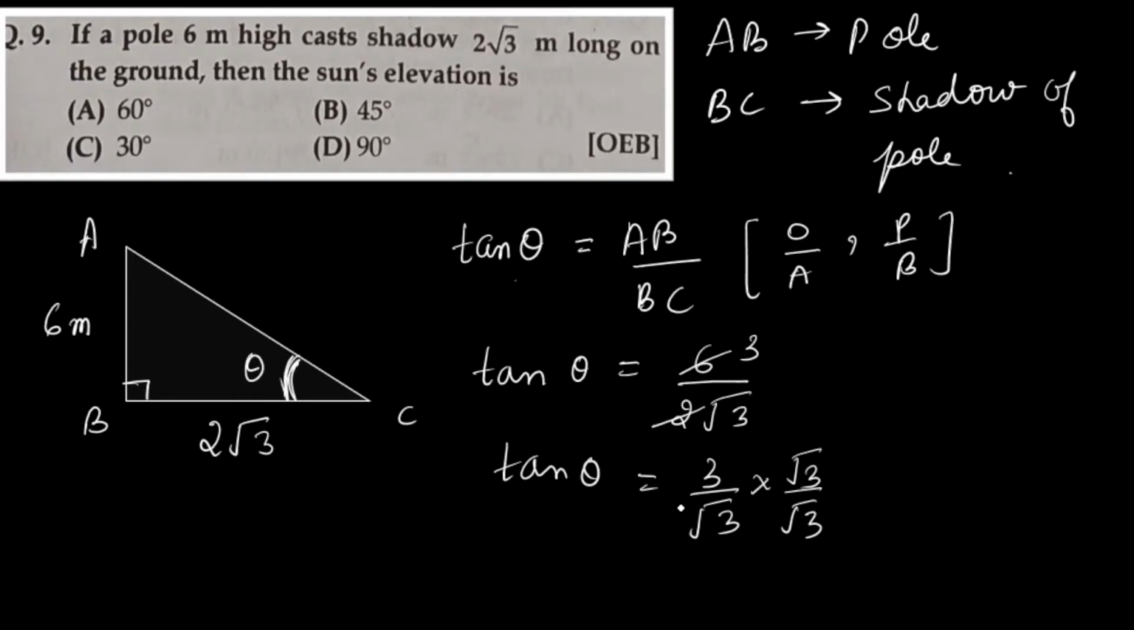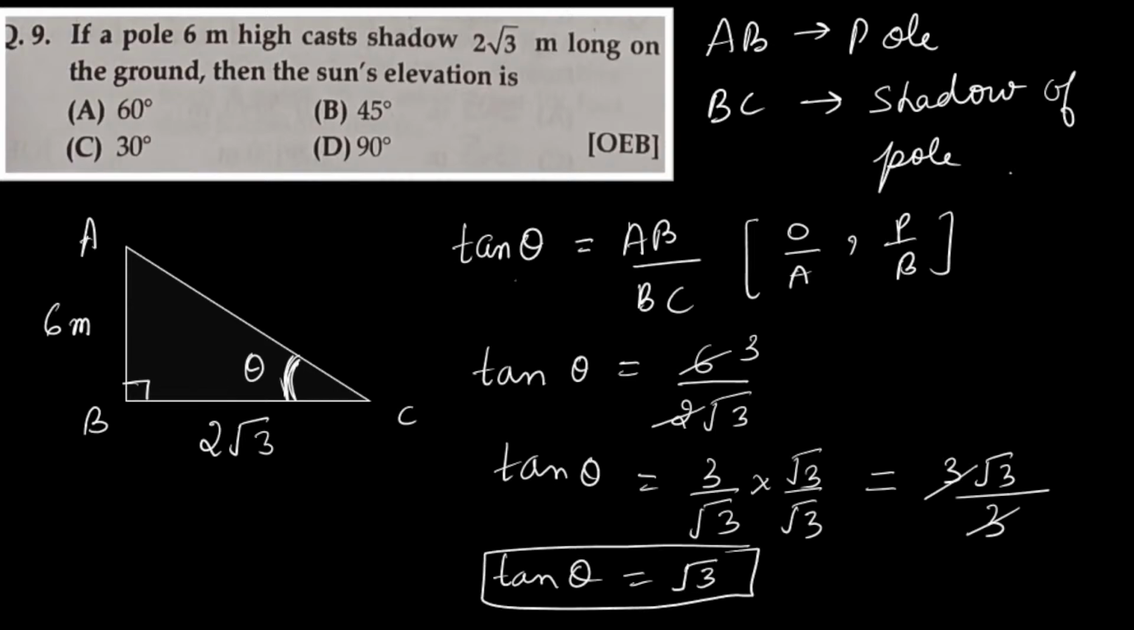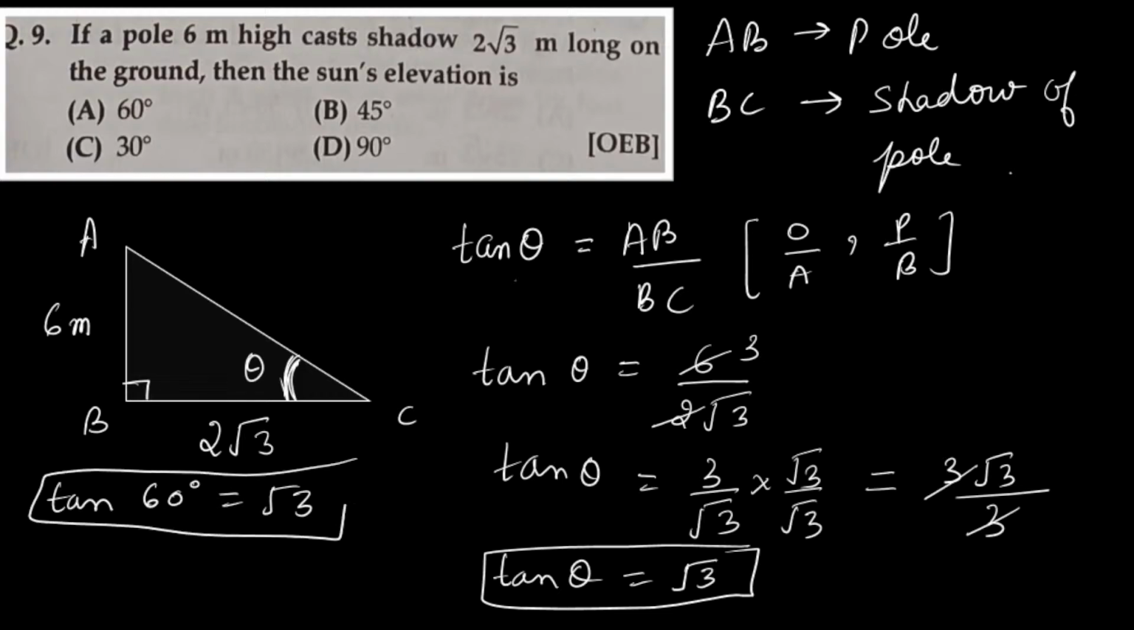Whenever we have an irrational number in the denominator, we mostly do rationalization. So here I'll get 3 root 3 by root 3 into root 3, which is 3. So 3 and 3 will get cancelled. So tan theta is equal to root 3. At which angle is tan's value root 3? We know root 3 is tan 60 degrees. So tan 60 is equal to root 3, which means the angle is 60 degrees. So it's option A.